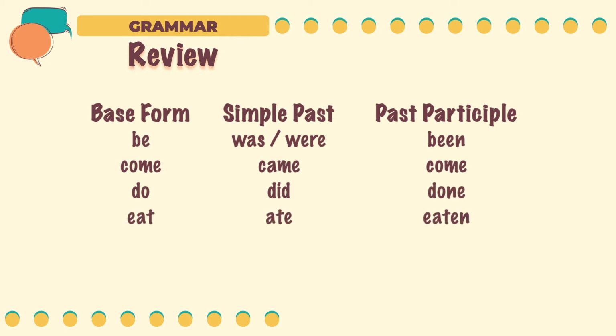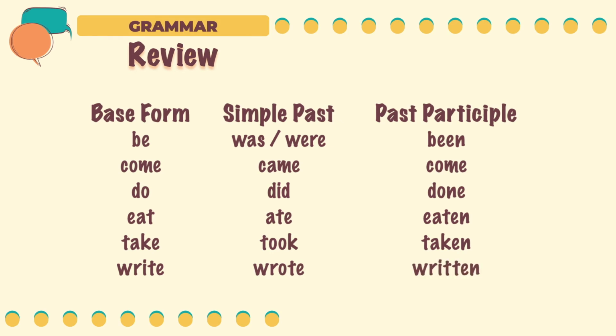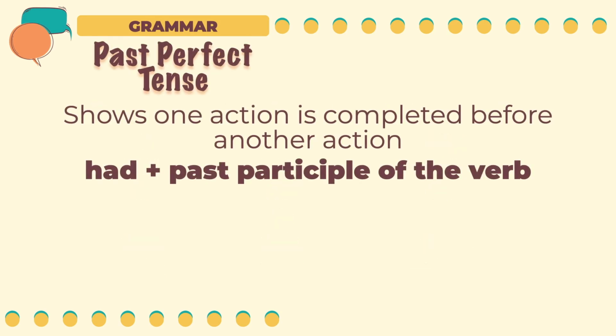Past participle eaten. The verb take. Simple past is took. Past participle is taken. And the verb is write. Simple past is wrote. Past participle is written. Let's have an example sentence that uses the past perfect tense of the verb.